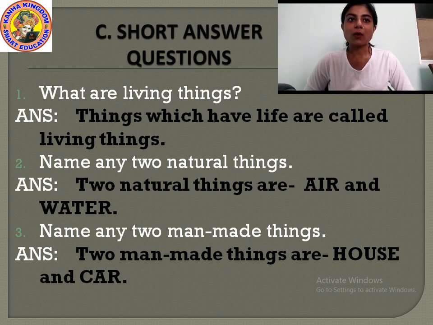Okay? Question number 3. Name any two man-made things. Answer is, two man-made things are house and car.